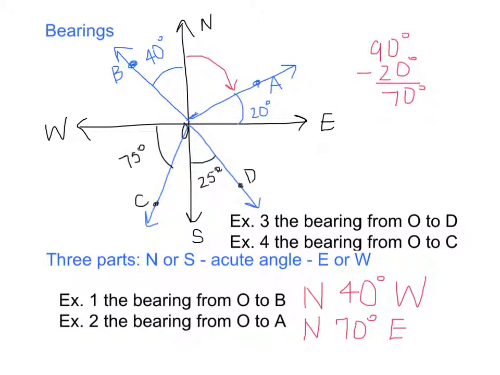Let's try two more. I've added two on the bottom. So let's look at the bearing from O to D. So O to D would be from here to here, because you always start with this north-south line. So now we are coming from the south, and it's already given to us that is 25 degrees, and we're going towards the east. Okay? And then example 4 says the bearing from O to C.